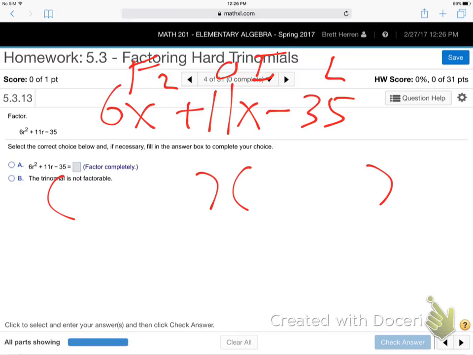Right? And then you need front times front to make 6x squared. What times what makes 6? It's all multiply. All you're thinking is times. Multiply. What times what makes 6? Should we do 3 times 2 or should we do 6 times 1? 3 times 2. Don't do 6 times 1.